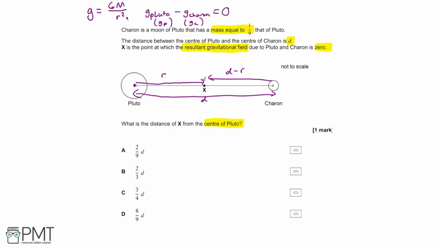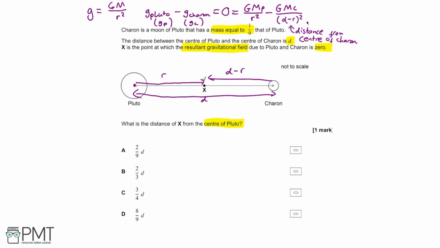So substituting in our expression for GP and GC in terms of Pluto's mass and the distance from the center of each of those bodies, we have that this is equal to G times the mass of Pluto, MP, from GP, divided by r squared, because r is just the distance from the center of Pluto, minus G times the mass of Charon, which I'll call MC and which I'll soon write in terms of the mass of Pluto, divided by the distance from the center of Charon, which is D minus r, and then you square it, as per the definition.